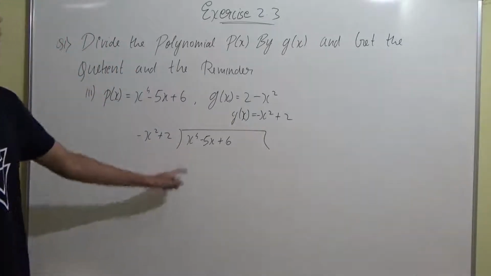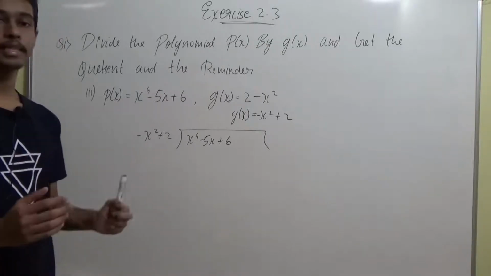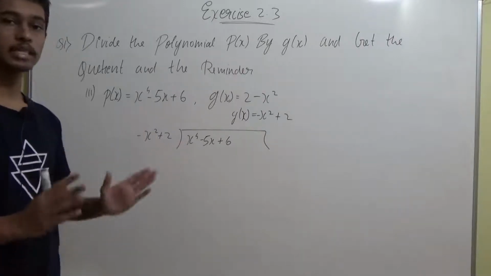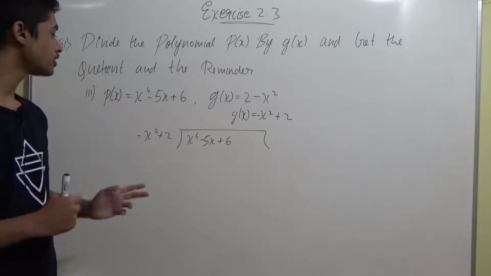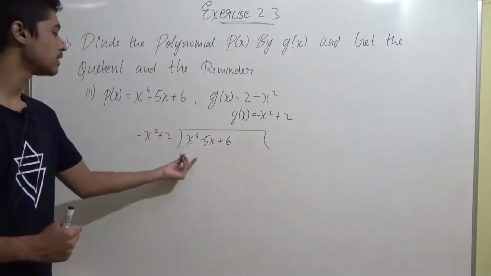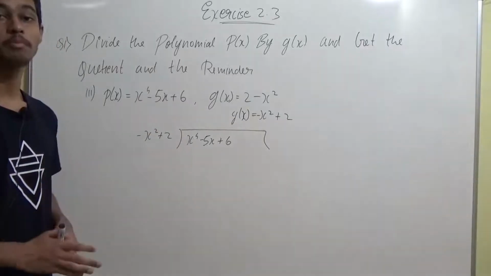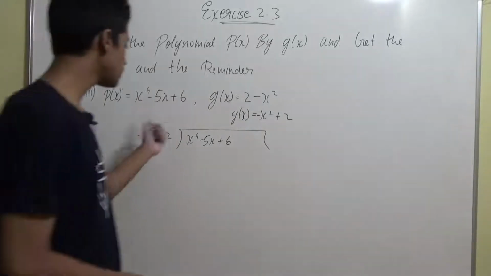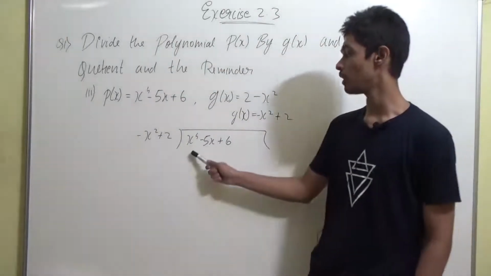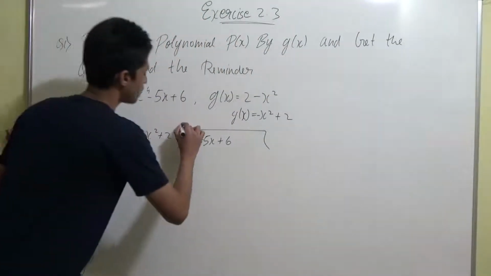So now we have to get x to the power 4 from minus x square. What multiplied with minus x square is going to give us x to the power 4? Here it's a positive term, it's just x to the power 4, not minus x to the power 4, which means we have to give a term in minus, because minus into minus is going to give us plus. So the first term is going to be minus x to the power 2, because minus x to the power 2 multiplied with minus x to the power 2 gives us plus x to the power 4, which is what we require. So we multiply the first term in the quotient as minus x to the power 2.